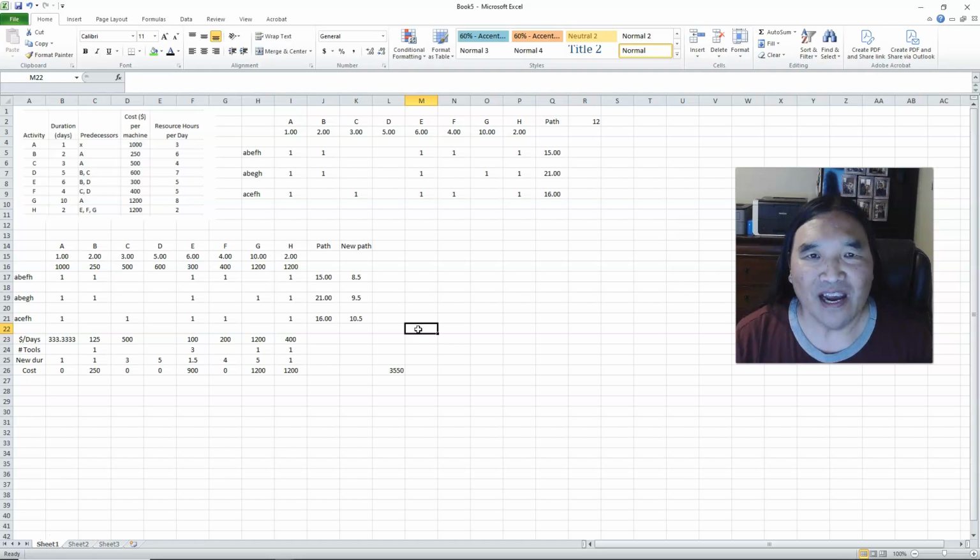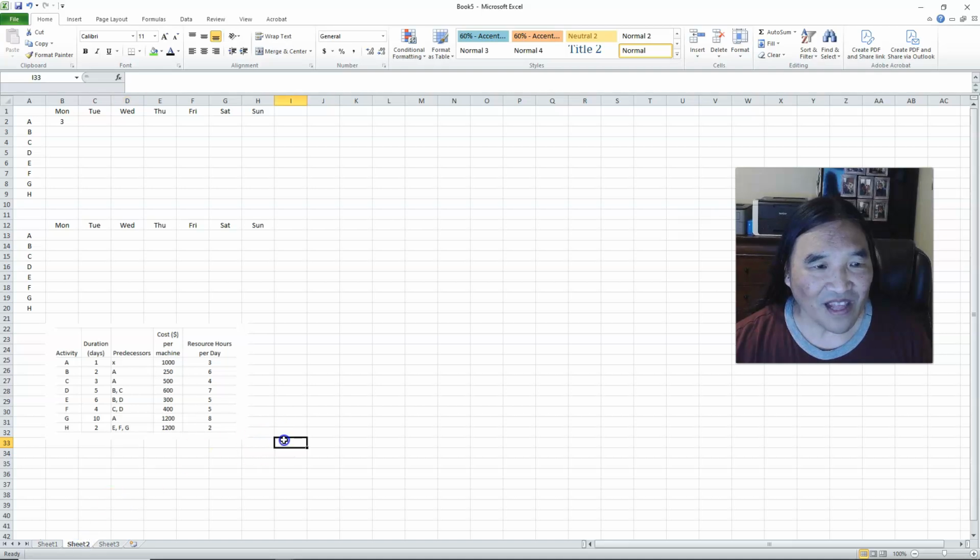Another thing to keep in mind, can I have more than one critical path? And the answer is yes. You can have more than one critical path. Because what if all of these were 10.5, 10.5, 10.5? That means I have 3 critical paths there, and that can happen.